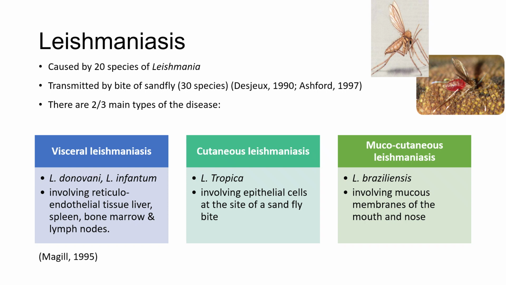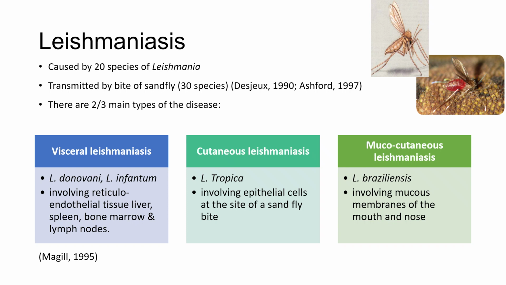First, we look at Leishmaniasis. Leishmaniasis is caused by 20 species of Leishmania. There are so many species to remember. It is transmitted by a bite of sandflies. Sandflies themselves also have more than 30 species, so many species. The picture on the right shows the sandflies, how they look.